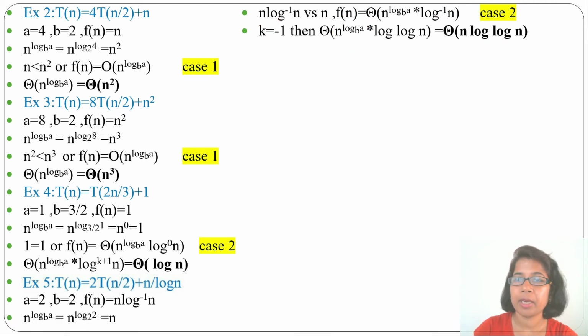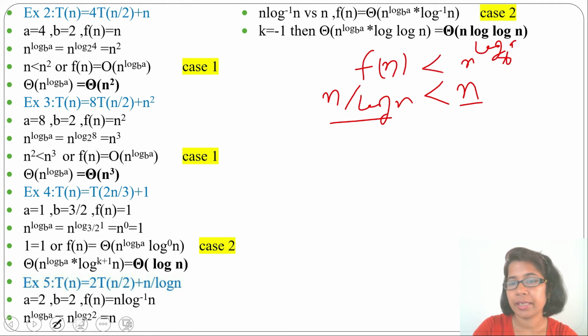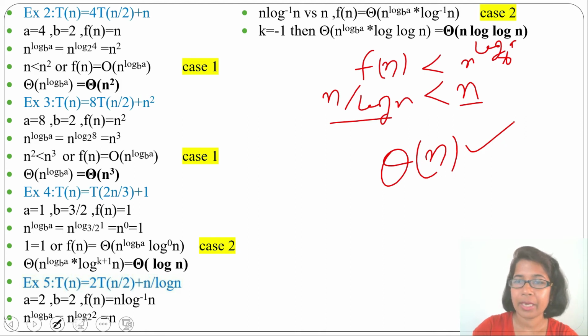If we apply the Cormen Leiserson master theorem, then we need to compare n divided by log n with n. Obviously this is less than this, so we can say this comes under case 1. Fn, the function, is less than n power log a base b. In case 1, the running time will be theta of n. So according to the Cormen master theorem, we get running time as theta of n, while according to the S Academy master theorem, we get running time as theta of n log of log n.